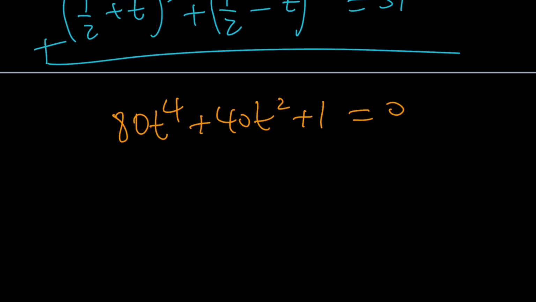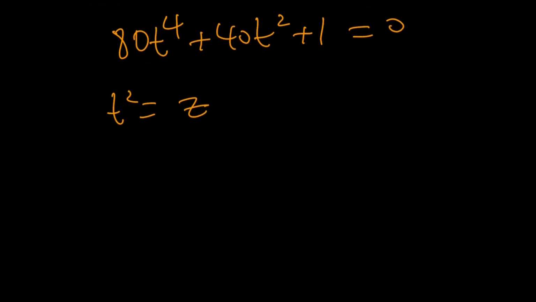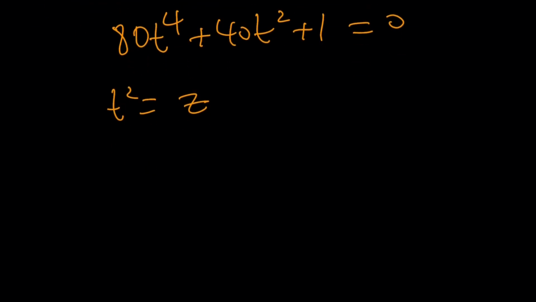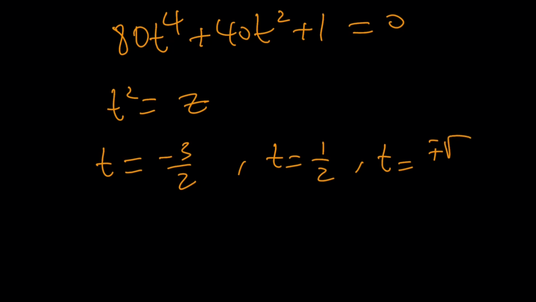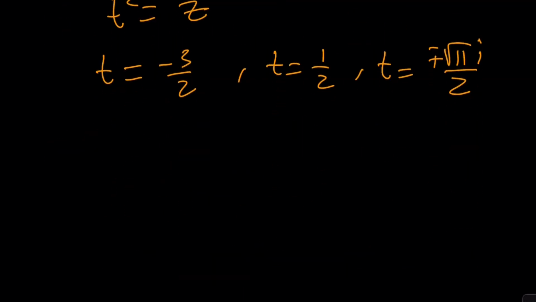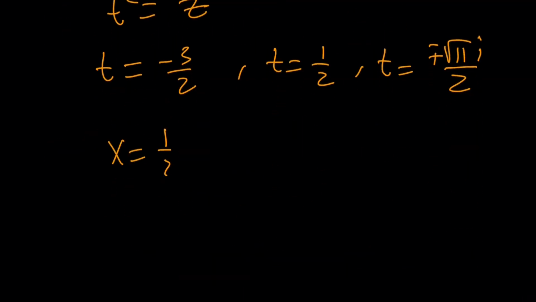And you can basically do the following. Call t squared something. How about z? And then from here you find the z values, and then by square rooting them, you find the t values. So you're going to end up with t values: t is equal to -3/2, t is equal to 1/2, and t is equal to plus minus root 11i over 2. Now, these are not the answers, because remember, x is equal to 1/2 plus t. So if you put this together with that, you're going to get all the same values that we talked about.